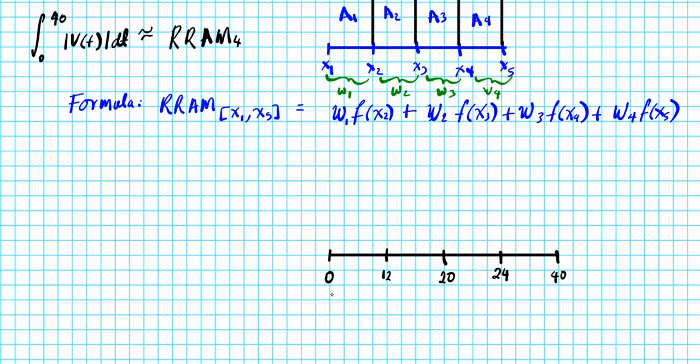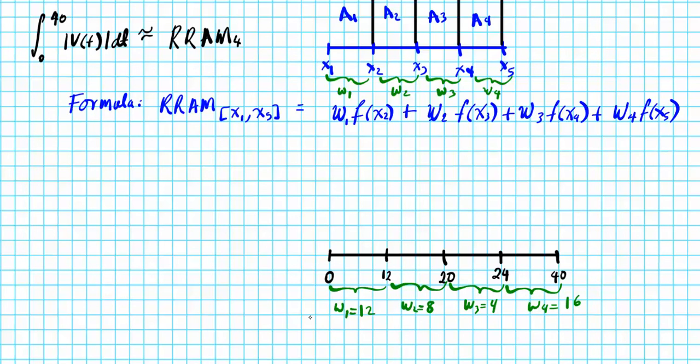Okay, so this is our x1, x2, x3, x4, x5. We want to find out what the widths are. So this is W1, W2, W3, and W4, the width of the fourth rectangle. Okay, so W1 is 12, W2 is 20 minus 12, which is 8. Just subtract the numbers. W3 is 4, 24 minus 20. W4 is 40 minus 24, which is 16. So you have your widths.